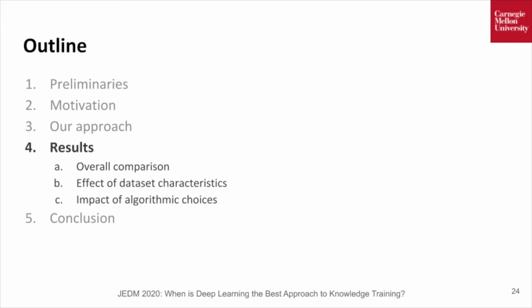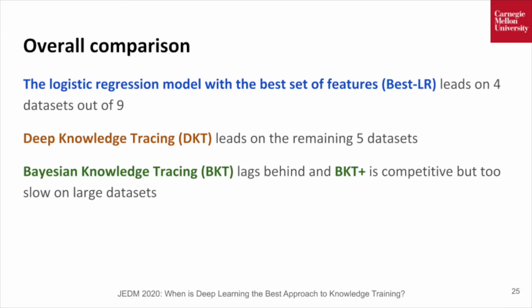Next, I will present our results. I will first present an overall comparison of the 3 families of knowledge tracing models on the 9 datasets we consider. Then I will dive into the effect of dataset characteristics. And finally, I will give you a taste of the experiments we ran to investigate the impact of algorithmic choices.